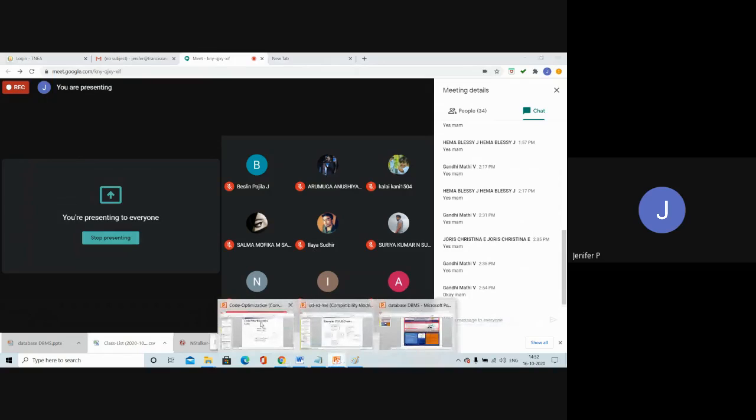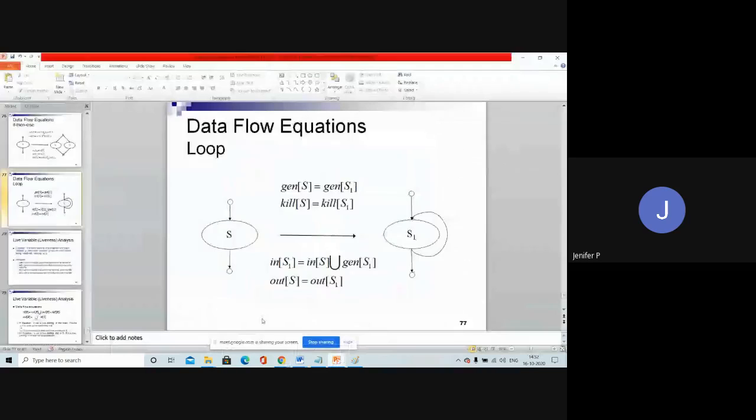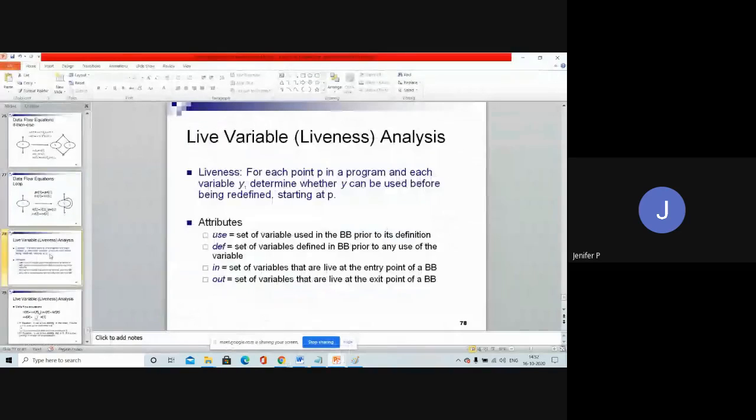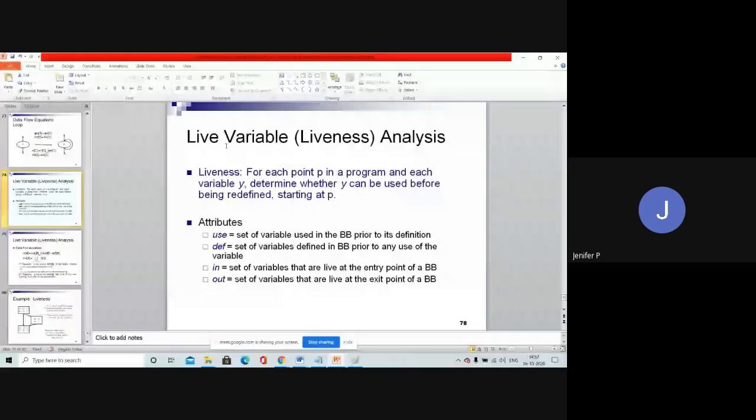Okay, so this is about data flow analysis, and the last one is live variable analysis, which we call liveness. When we say live, for example if you are taking some definition and it reaches a particular point, it stays live until the next definition of it comes. Then after the next definition it will be dead. So until where it stays live, that is said to be liveness analysis.